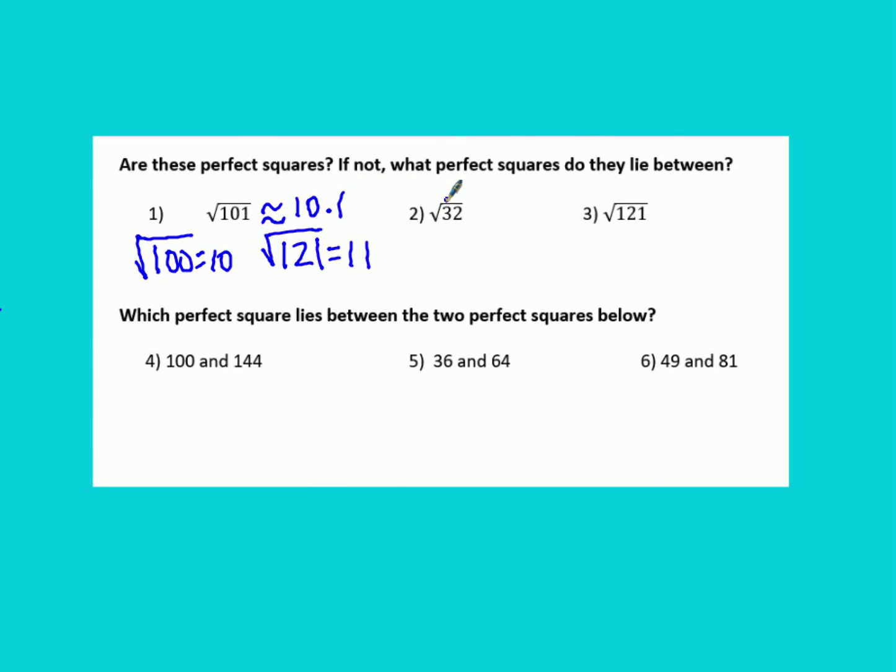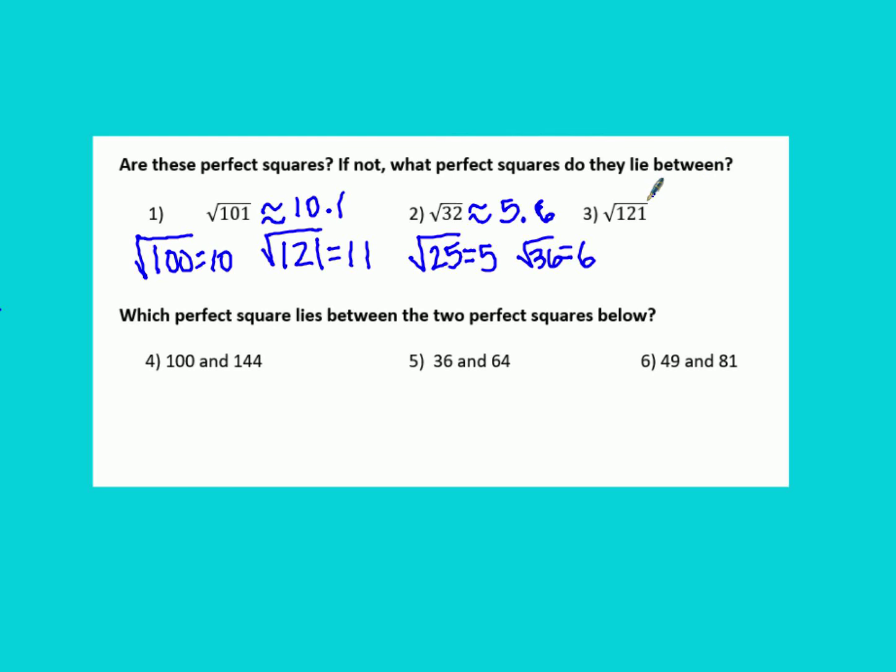The next one we have is the square root of 32. That's not one of our perfect squares. It's close to the square root of 25 and the square root of 36. So it lies between the two of those. The square root of 25, 5 squared is 25, so the square root of 25 is 5, and the square root of 36 is 6. So we could estimate, since 32 is kind of in the middle of 25 and 36, that this number is going to be about 5.5, 5.6-ish.